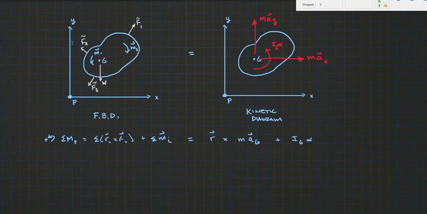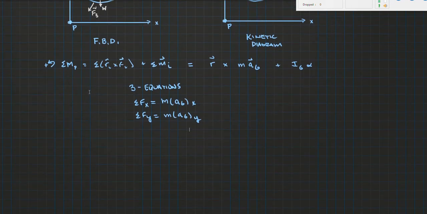So in general, from this we can get three equations. We're looking at summations of forces in the x direction, again, equals the mass times the acceleration of g in the x direction. And again, the summation of forces in the y direction, mass times acceleration of g in the y direction. But additionally, we can choose another equation by summing about a point, say P. P is a stationary point here, the stationary point of our reference frame.